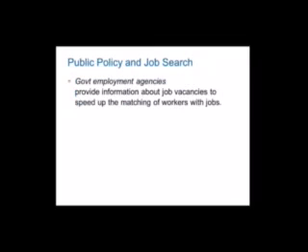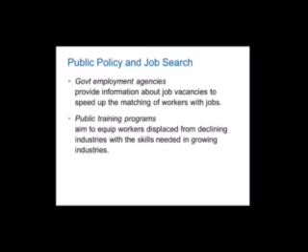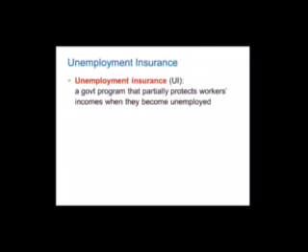How does government help reduce the unemployment rate? Well, there are government employment agencies that provide information on job vacancies, and they help to match workers with jobs. There are public training programs that aim to equip workers from declining industries for other industries where there is a need for people. And there's unemployment insurance, a program that provides some income to workers when they lose their jobs and become unemployed for a specific amount of time, usually around 26 weeks.